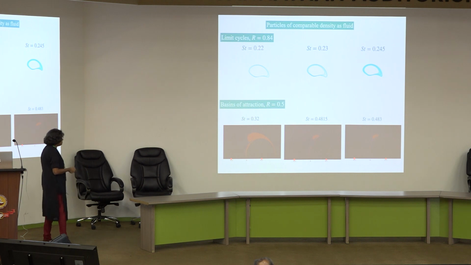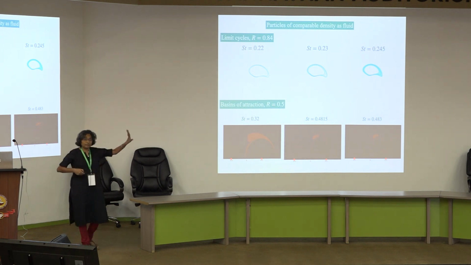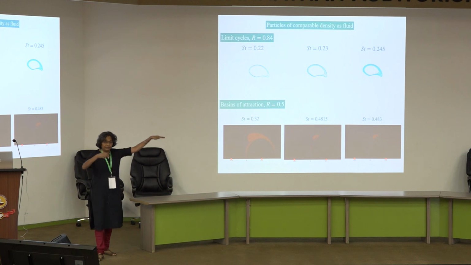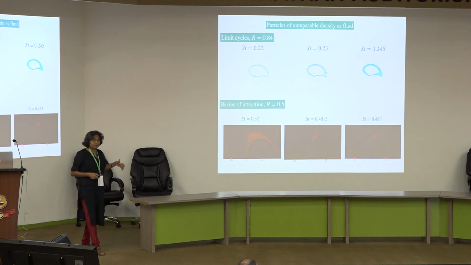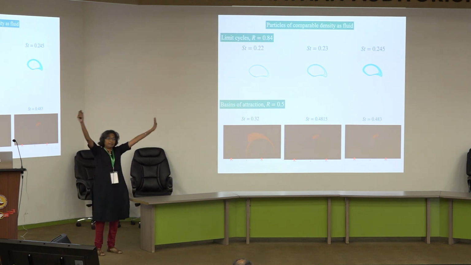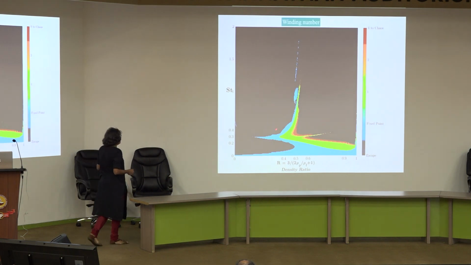And these are the basins of attraction just shown for another density. So let's just say these are 6 examples in the Stokes number density ratio plane. We've taken 6 examples where we saw different kinds of behavior. So our next job is to say, okay, let's populate the entire plane and see what are the different kinds of behavior that you can get with Stokes number and density ratio. And that is shown in this.